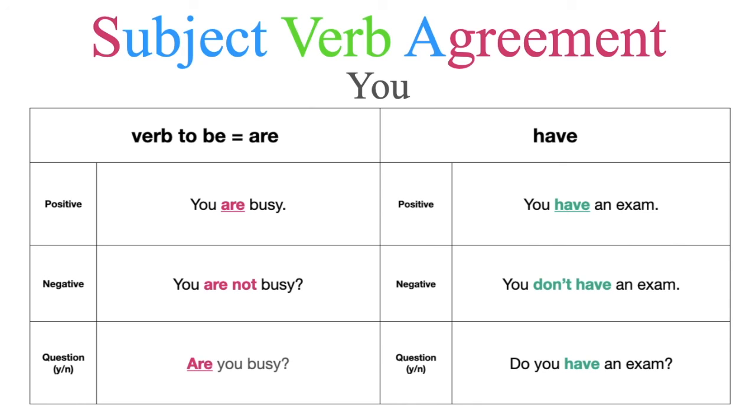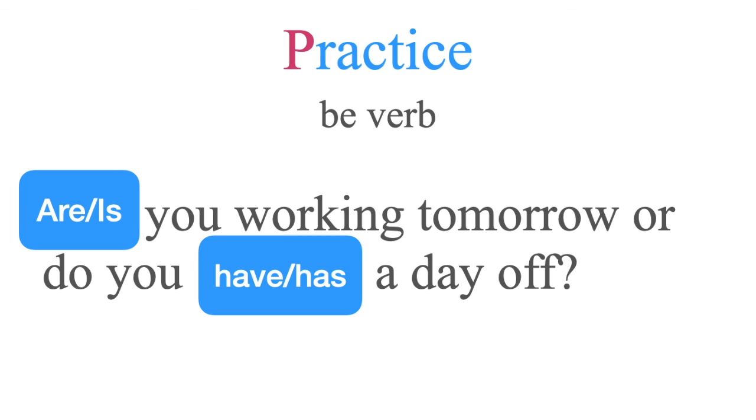Same again when we're choosing between have or has, we're using have. You have an exam, or you don't have an exam, or do you have an exam? This is where it can get a little bit confusing. So my advice is, again, stop the video, go back to the beginning, check those tables again to make sure you really understand. Let's try a quick practice before we finish.